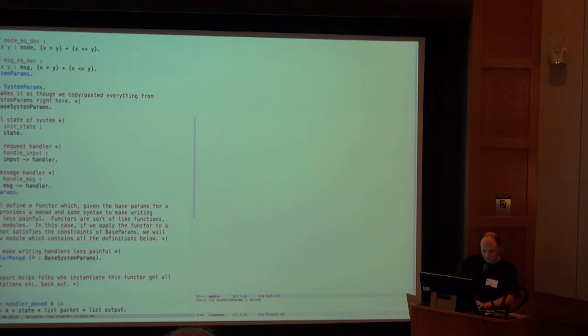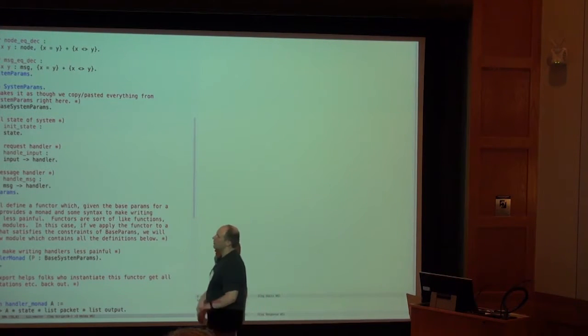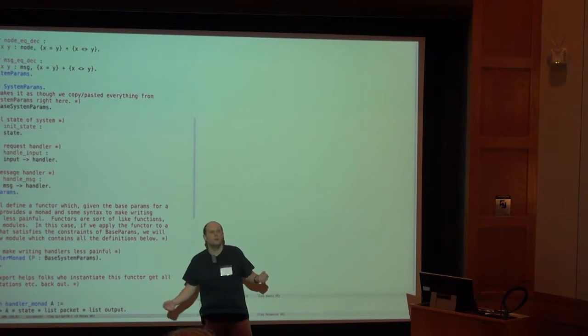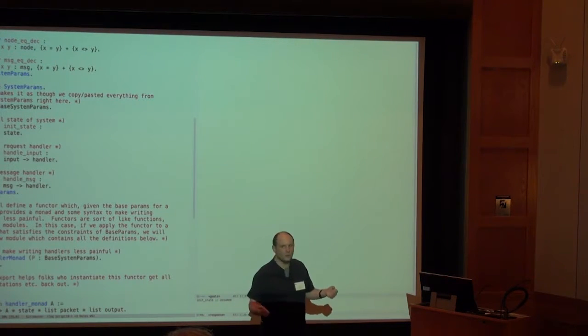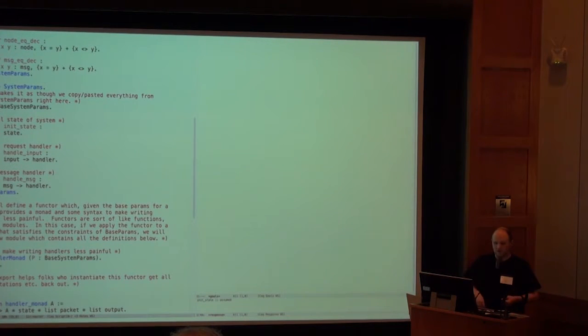So the other thing a system's going to need to do, this is just decidable equality for a couple of things the semantics are going to want, is define the handlers. So the first kind of really simple handler is just the init state. And what this is going to do is tell us when the system starts up, what does the state look like? What's the state of every node? How do things get going?